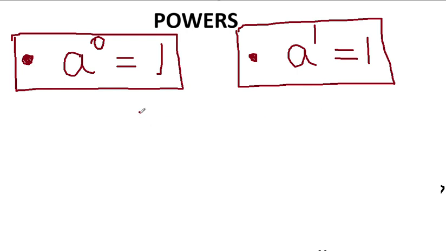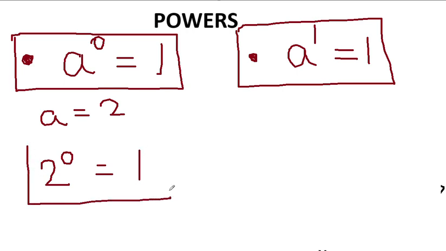What does that mean? That means that A can be of any value. So A is the variable over here. Variable means it doesn't have any constant value. It can be of any value. So suppose A is equal to 2. Okay, 2 to the power of 0. 2 to the power of 0 means 2 is not getting repeated any number of times. So that gives us 1 as the answer.